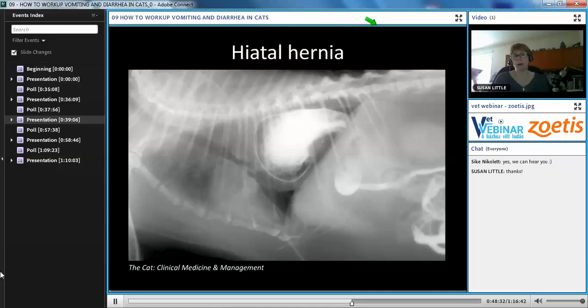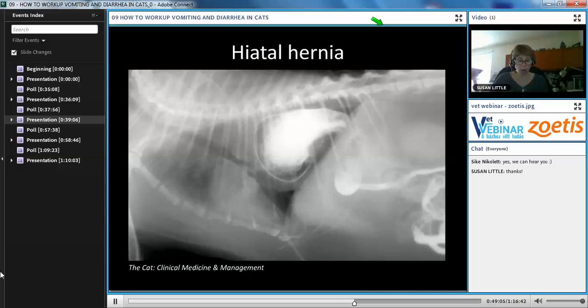So I did mention contrast. That might help you find things like foreign bodies, but sometimes it also gives us some surprising findings. This was a cat with chronic vomiting that turned out to have a hiatal hernia. It wasn't until we did contrast that you can see here's the contrast on the wrong side of the diaphragm. So this cat actually had the distal esophagus and the stomach in the thoracic cavity. It was protruding through a hiatal hernia. And that's the type of thing that you're not going to find without a contrast radiograph.